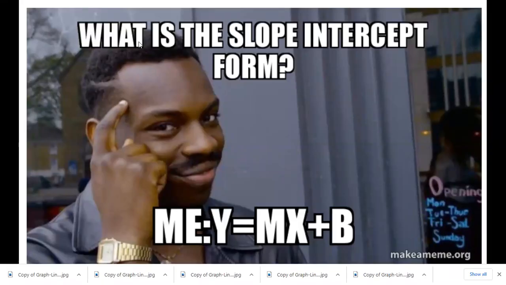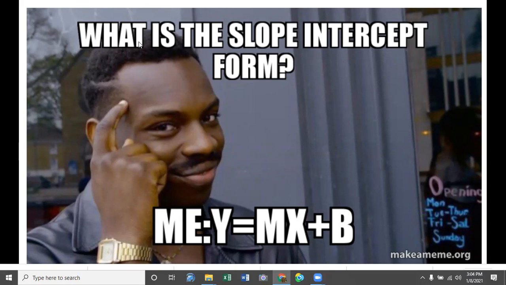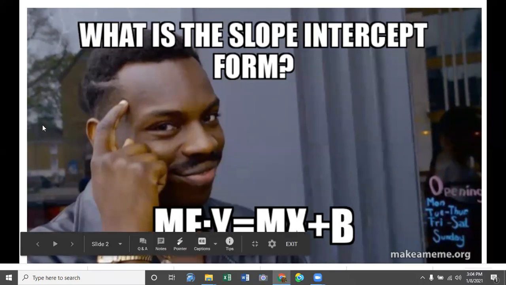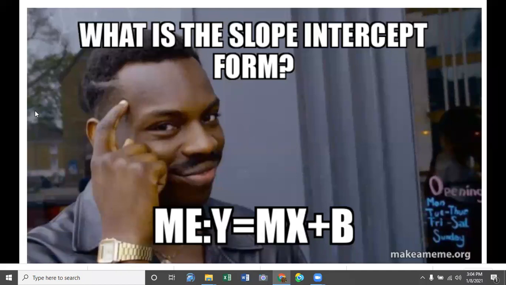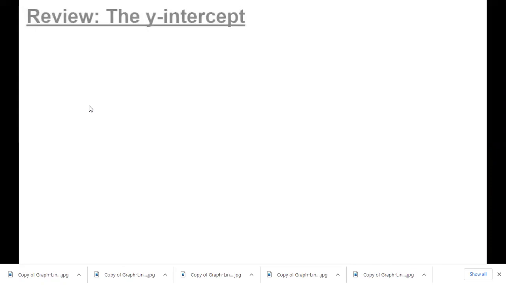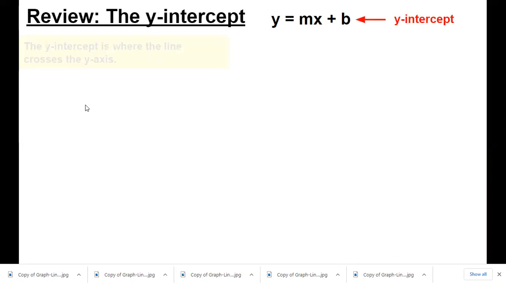What is the slope-intercept form? And this guy says, y = mx + b. So that's awesome because that's what you're going to be doing. Okay, let's review the y-intercept. y = mx + b. b is the y-intercept. What does that mean?